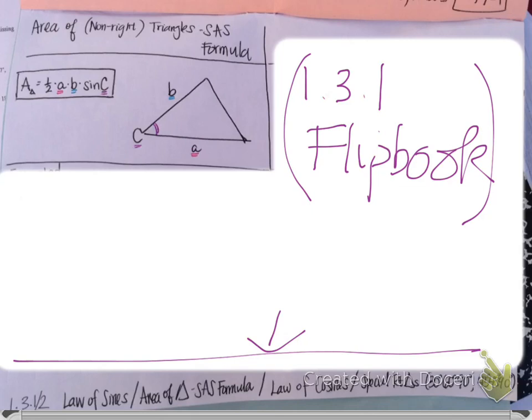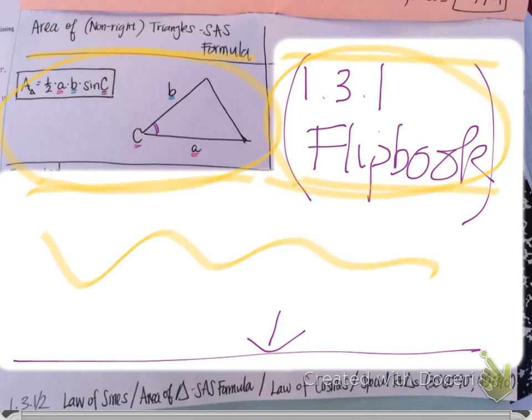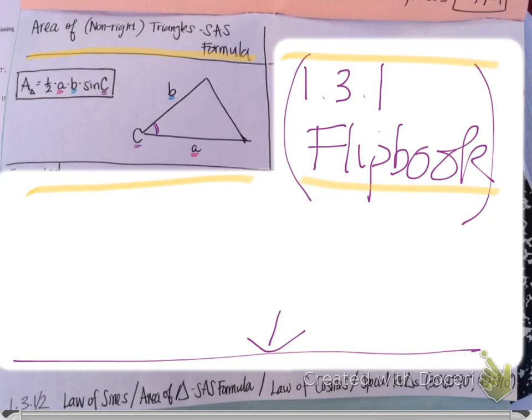You should divide your page in half. On the left side, we're going to do the area of non-right triangles, and on the right side, we're going to do the law of sines later. And then we're going to do examples on the bottom half. So over here is your actual notes, and then here's examples, okay? All right. Isn't that cool?